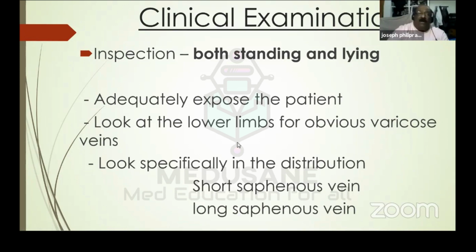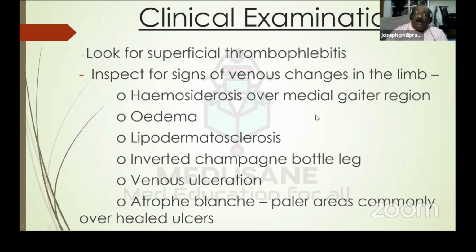Now look for signs of thrombophlebitis. That means it is tender, erythematous, redness is there. Then venous changes. Now look for pigmentation on the medial area, which I told you, it is known as gaiter area. Now edema is there compared to the contralateral. Always compare the contralateral side if it is normal.